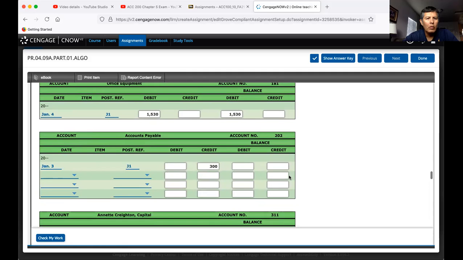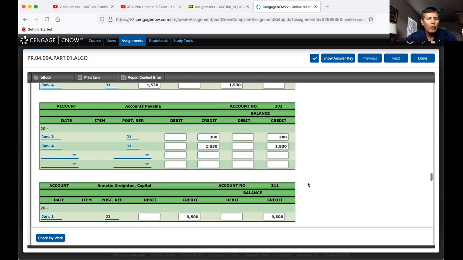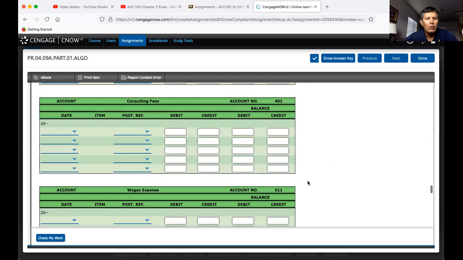We did it to a payable. So this will be January 4th. This is J1 again. And this is 1530. Okay. This balance would be 300. This balance would be 1830. All I did was add those up. Okay. So far we're good.